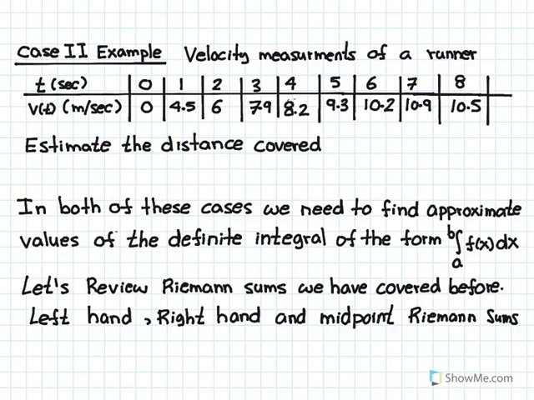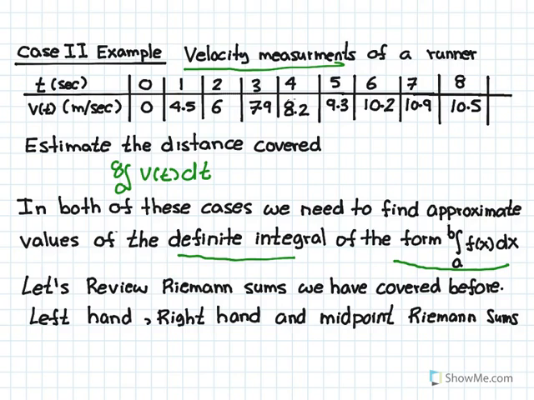Here we have velocity measurements of a runner given at different points in time. And our goal is to estimate the distance traveled. So basically, our goal is to estimate the integral from 0 to 8 of v of t dt. In both of these cases, we need to find approximate values of the definite integral of the form integral from a to b of f of x dx.